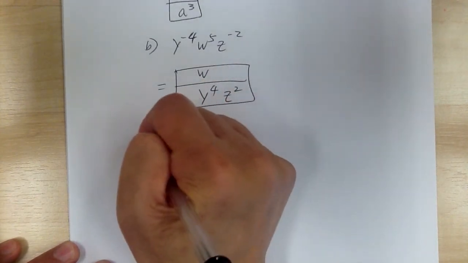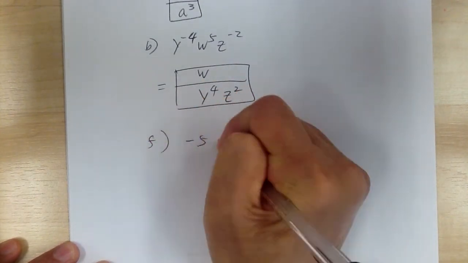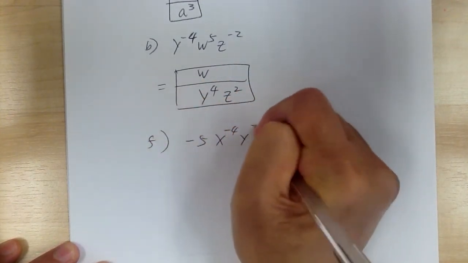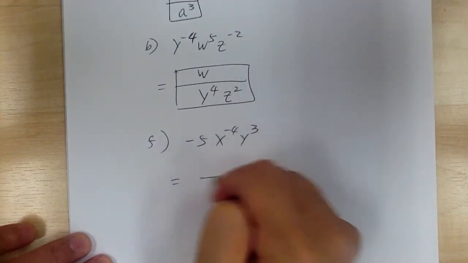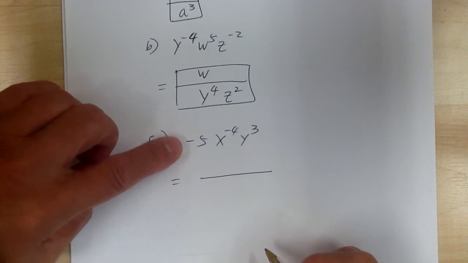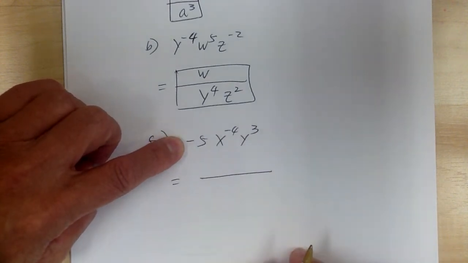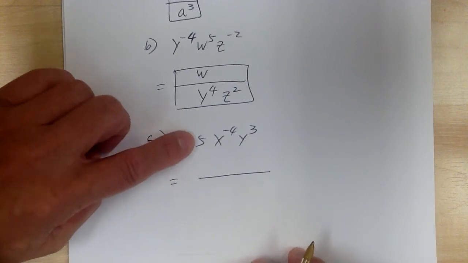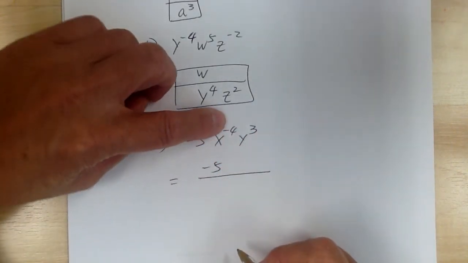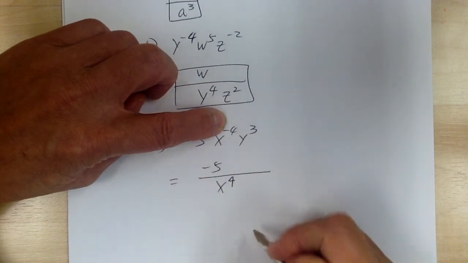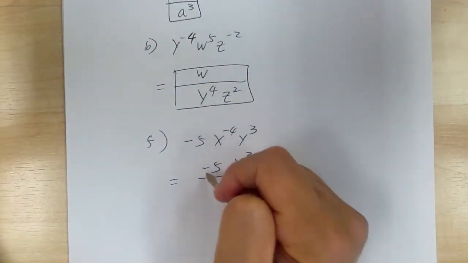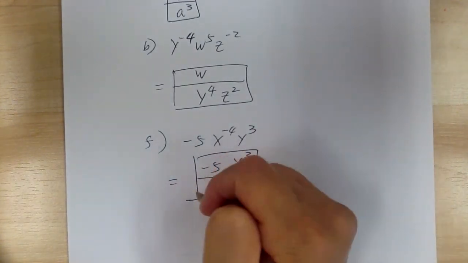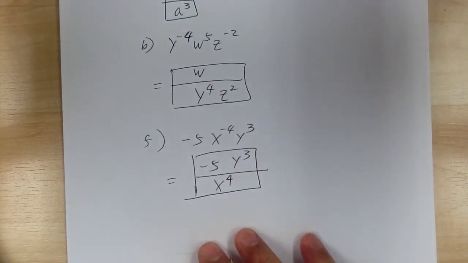Okay, let's go to F. You got negative 5, x to the negative 4, y to the 3. So do not flip over this. This is not a negative exponent. This is a coefficient, positive or negative. So do not use this to flip. So this one stays. This one has a negative exponent, so this one gets flipped to the bottom. This one stays. This one, don't flip. And so this is it. Okay. So again, you have to know when to flip things over.